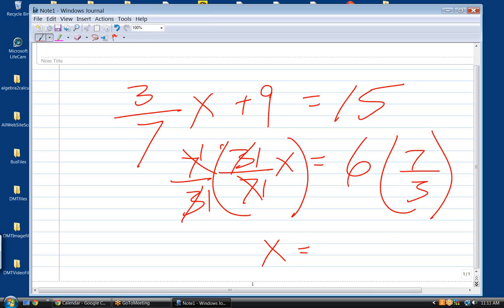Divide top and bottom by 3. In other words, this 6 and this 3 I can convert to a 1 and a 2. In other words, 2 over 1 is the same as 6 over 3. And the reason is because I'm dividing top and bottom by 3.